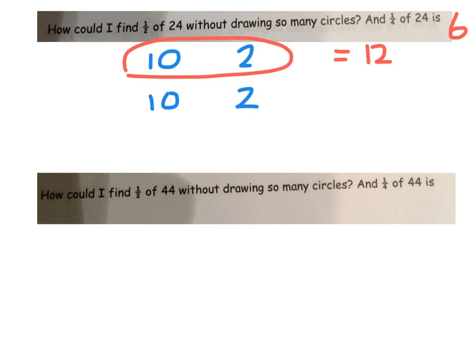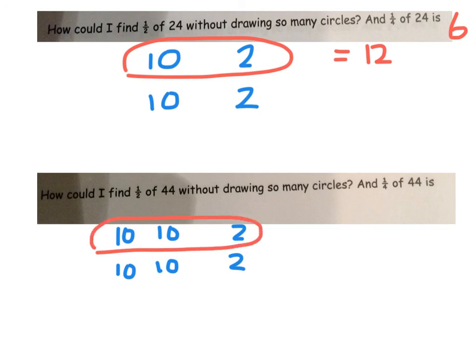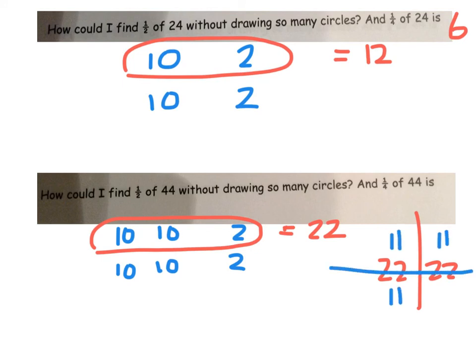And the same with 44. Again, 10 for me, 10 for you, 10 for me, 10 for you. There's my 40. And the 4 is just 2 and 2. So half of 44, very quickly, is 22. And if I want to find a quarter of 44, I can take my 44 and split it in half. That's 22 each. And then split the 22 in half to get 11 and 11. So again, a half of a half is a quarter, so a quarter of 44 is 11.